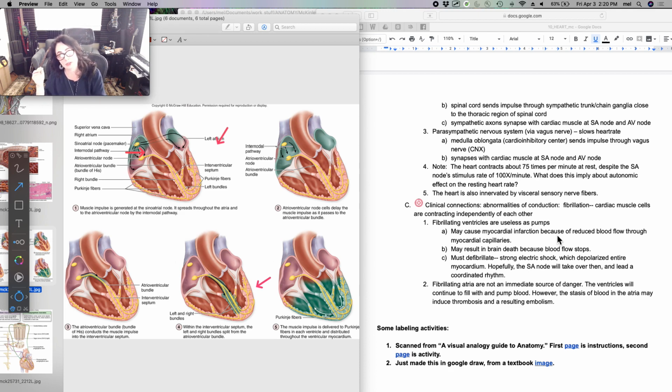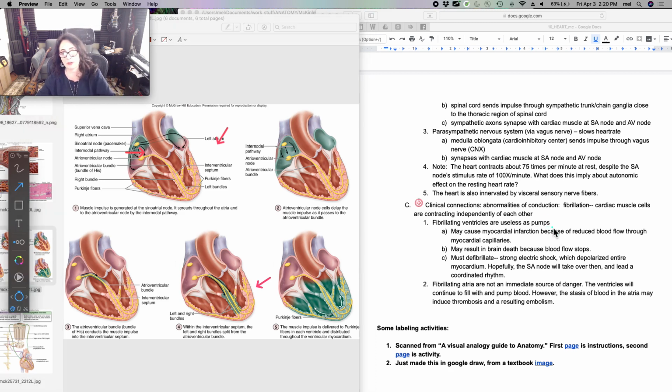And the answer is ventricular fibrillation, because of course if your ventricles aren't contracting, you're not pushing blood into the systemic and pulmonary circuits. So this is immediately life-threatening. The fibrillating ventricles are useless as pumps. And so this can cause a myocardial infarction, which is the fancy word for a heart attack. Because if I'm not pushing blood into the aorta, then the blood is not going into the right and left coronary arteries, and therefore the heart is not getting blood to its capillaries. It can also cause a stroke because you're not getting enough blood to your brain. So what do you need to do?